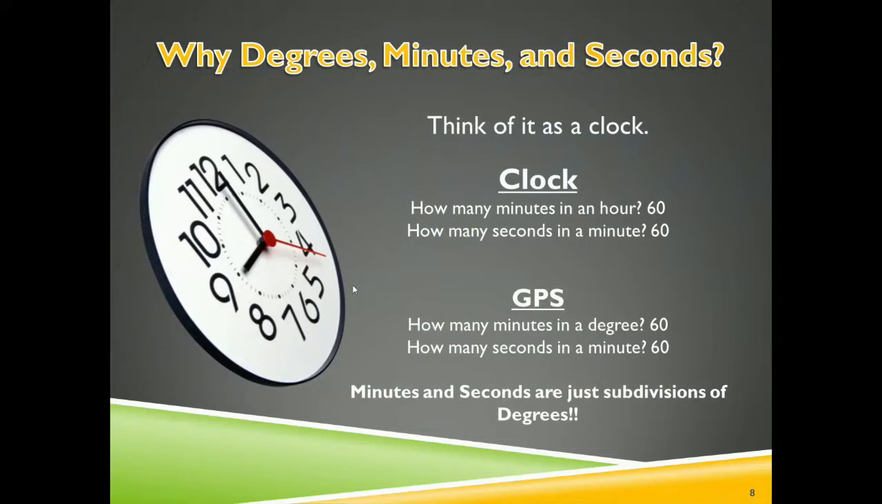You might be asking why degrees, minutes, and seconds. This can best be understood by thinking of a clock. In a clock, there are 60 minutes in an hour and 60 seconds in a minute. In coordinate notation, there are 60 minutes in a degree and 60 seconds in a minute. Therefore, minutes and seconds are just subdivisions of degrees.